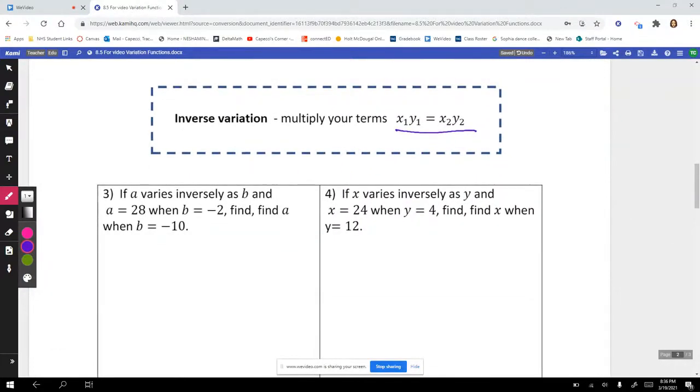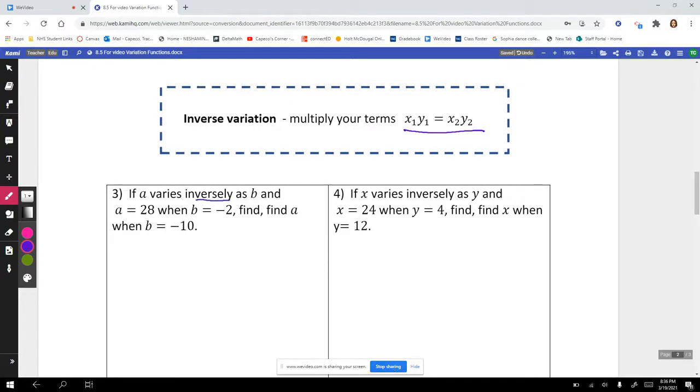Okay, if A varies inversely as B, so we know we're going to multiply, and A is 28 when B is -2, so we're going to take A is 28 when B is -2, find A when B is equal to -10, so then I have -10A. Simply multiply on the left-hand side, -56 is equal to -10A, divide both sides by -10, and I have A is equal to positive 5.6.